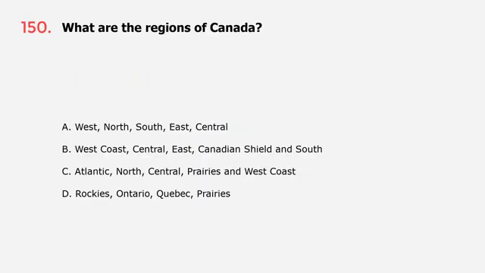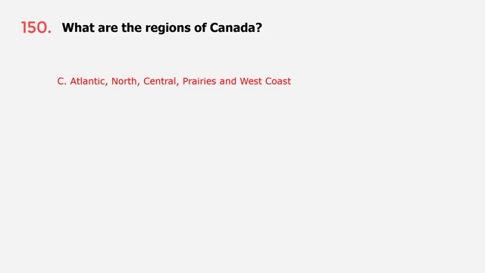Question 150. What are the regions of Canada? A. West, North, South, East, Central. B. West Coast, Central, East, Canadian Shield, and South. C. Atlantic, North, Central, Prairies, and West Coast. D. Rockies, Ontario, Quebec, and Prairies. The answer is C. Atlantic, North, Central, Prairies, and West Coast.